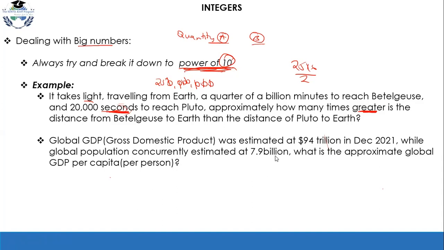GDP was estimated at 94 trillion in December 2021, while the population was 7.9 billion. What is the approximate? Again, don't work with the zeros. Put the zeros aside, work with the real numbers that you have. What's the approximate?